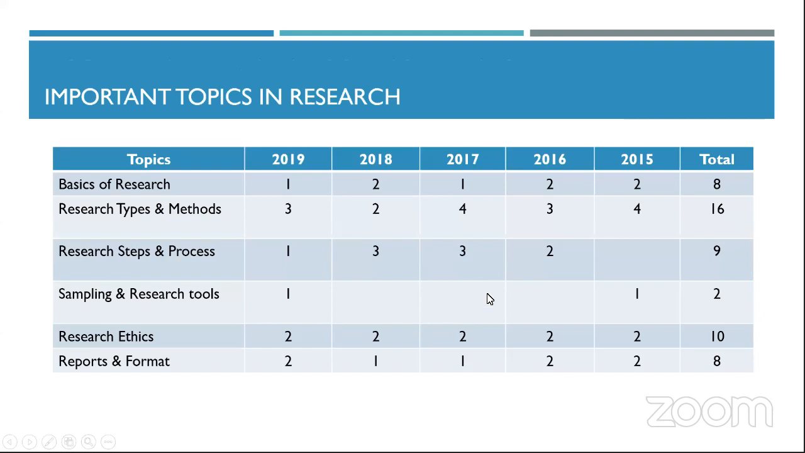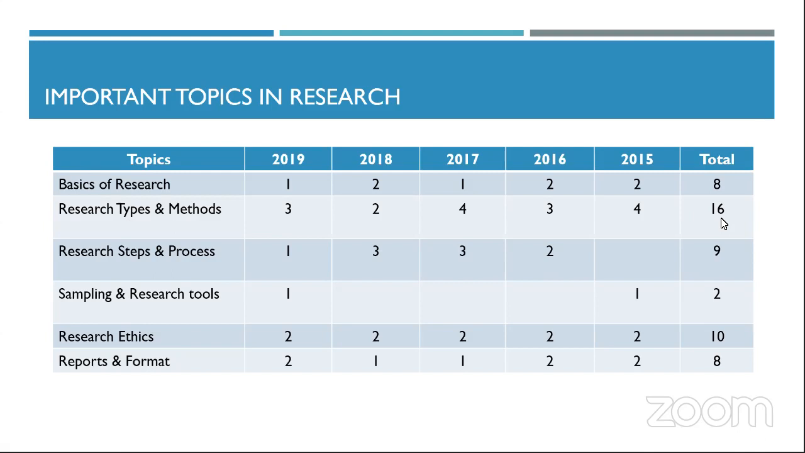Very quickly, now a little more deep research. We looked into the topics and asked from which category most questions are coming. As you can clearly see, in research types and methods, over 5 years, 2 to 3 questions is what you can expect. So the highest weightage is research types and methods, and we will cover research types today. We will cover some questions as well.